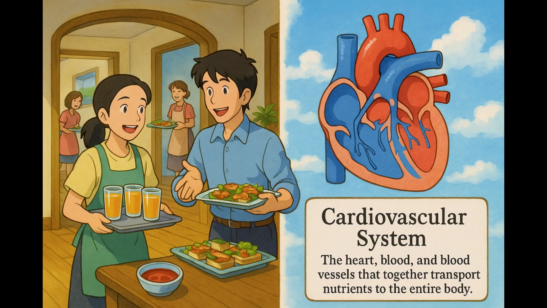Imagine you're hosting a large party and need to ensure food and drinks are delivered to each room in your house. Just as you coordinate people to carry trays and distribute refreshments efficiently, your cardiovascular system works to transport nutrients throughout your body. In this analogy, the heart acts as the host directing the flow. The blood is like the trays carrying nutrients, and the blood vessels are the hallways and corridors through which everything moves, ensuring every room or part of your body is nourished and energized.